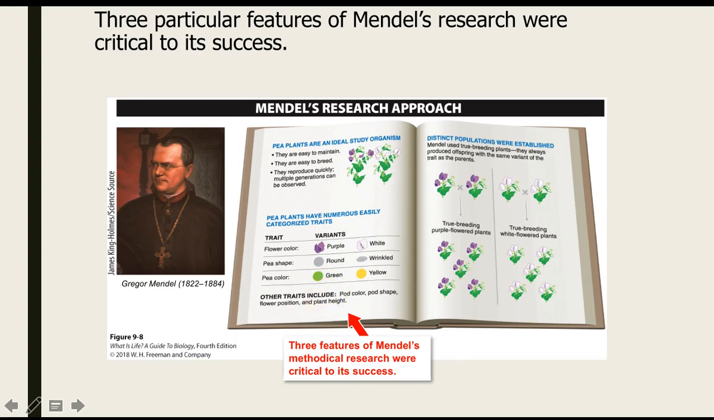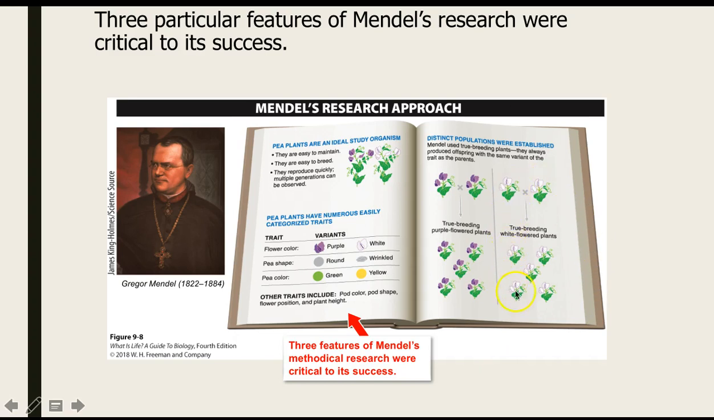The last thing that he did was that he was able to breed them into several distinct populations. So he had populations that were only white flowered. He had populations that were only purple flowered. He did this for each of the categories that he was looking at. I don't know if you can imagine the size of the garden that must have existed for Mendel to have established so many distinct populations that were kept separate from each other.